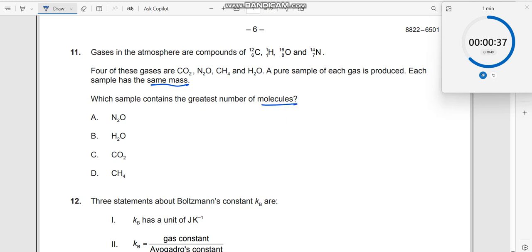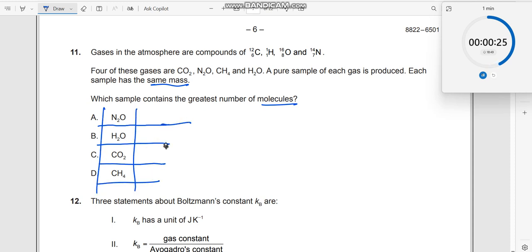We need to find which one has the largest number of molecules. Nothing else is given except for these numbers, so we need to play with these numbers. Let me draw a table here with these gases, and first I will find the number of moles required to produce each of these compound gases.